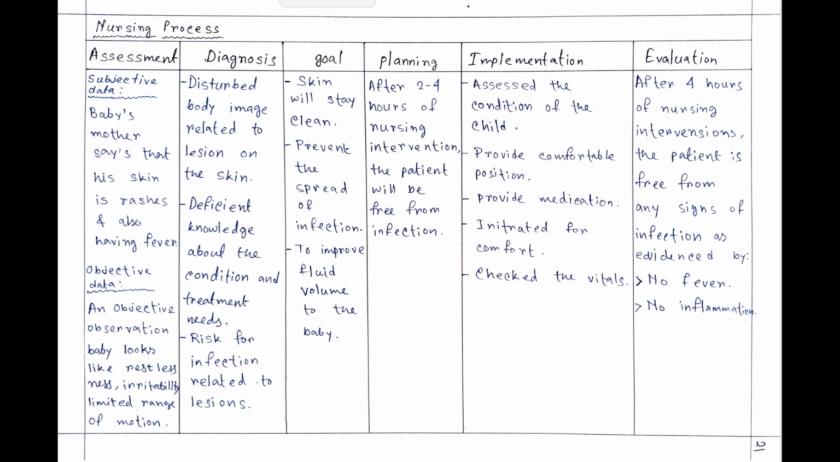Planning. After 2 to 4 hours of nursing intervention, the patient will be free from the infection. Implementation. Assess the condition of the child, provide comfortable position, provide medication, comfort the irritable child, check the vitals. Evaluation: after 4 hours of nursing intervention, the patient is free from any sign of the infection as evidenced by no fever, no inflammation.